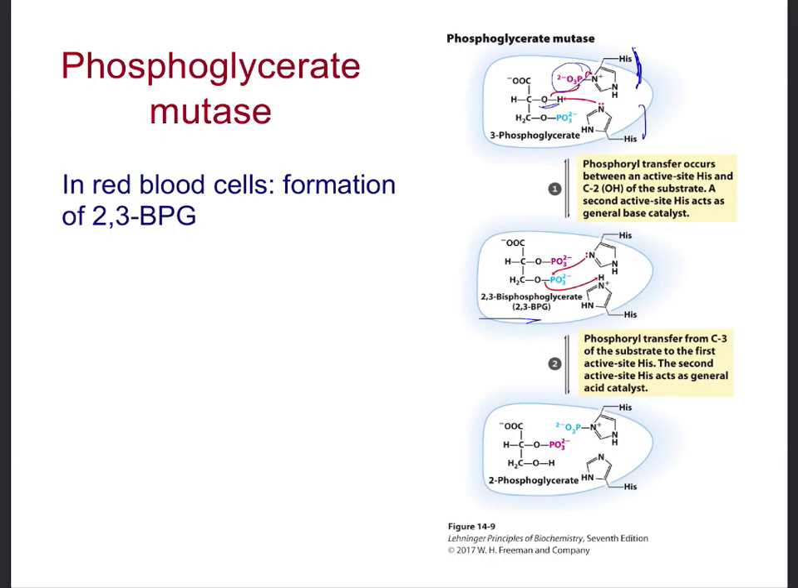If we simply want to continue on with glycolysis, we then transfer the phosphate off of carbon 3 onto our histidine residue, and that gives us back our phosphorylated enzyme, which is now ready for another round of this reaction.